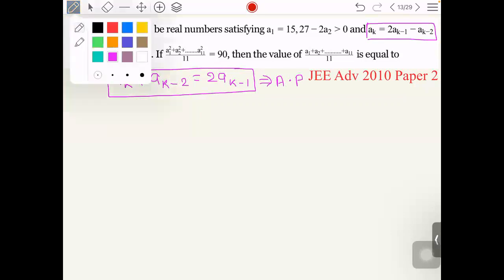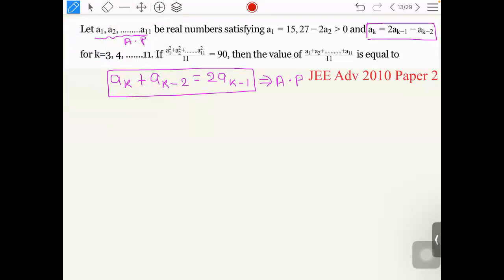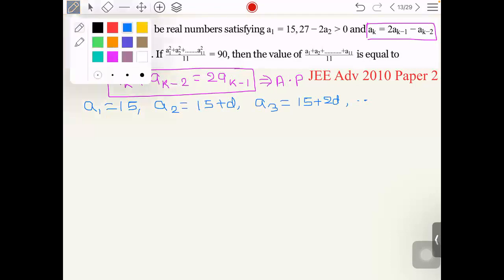Next, we will see A1 is given to us as 15. Then A2 we can define as 15 plus d, where d is the common difference. A3 we can define as 15 plus 2d and so on. Now look at the given information.